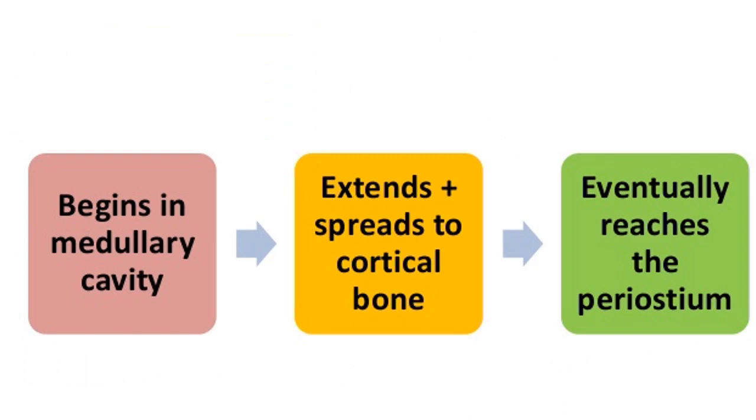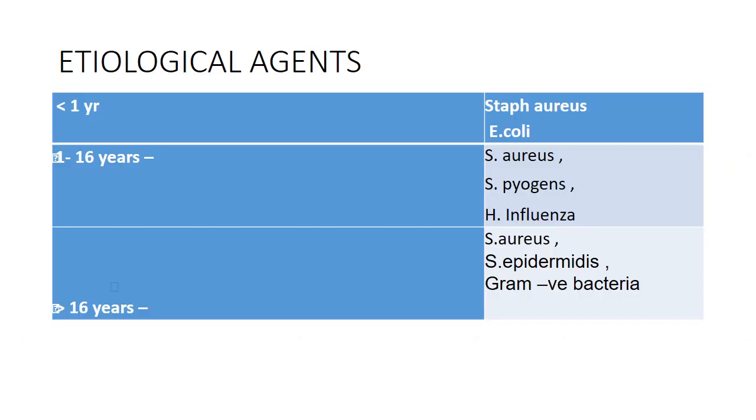So acute osteomyelitis begins in the medullary cavity, it extends and spreads to cortical bone and eventually reaches the periosteum. And as far as etiological agents are concerned, in patients of less than 1 year of age, the most common organisms are Staph aureus and E. coli. In patients from 1 year to 16 years, the organisms are Staph aureus, Streptococcus pyogenes, and H. influenzae.